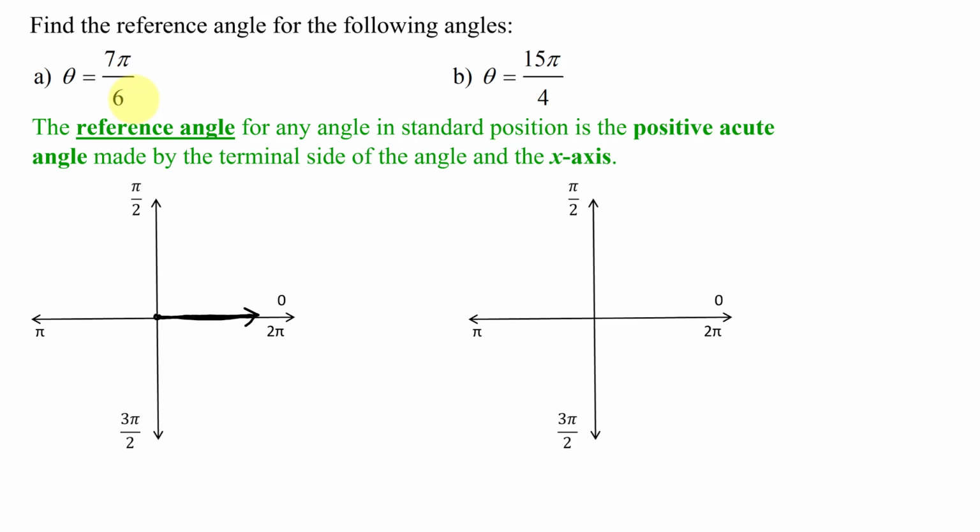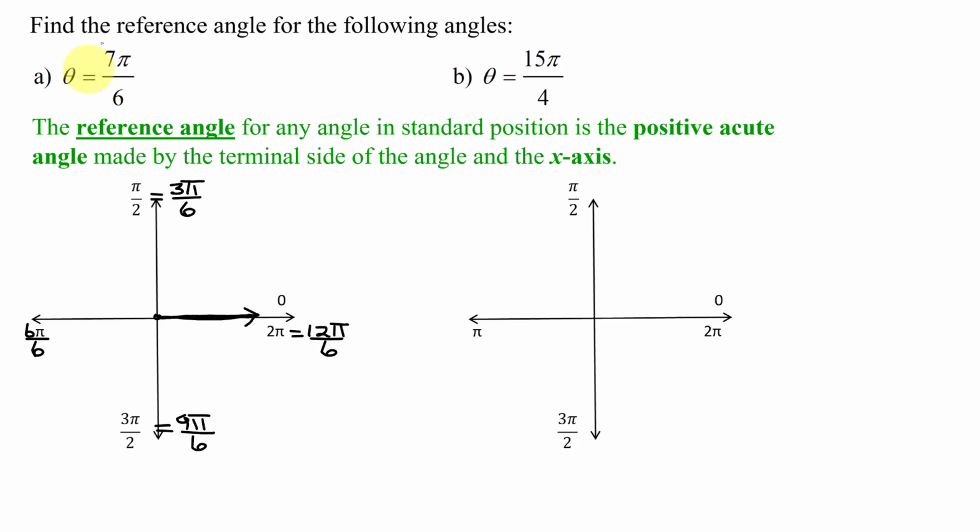If you're not sure, relabel these axes in terms of sixths. I want to get a denominator of 6, so I'm going to multiply numerator and denominator by 3. So I get 3 pi over 2 times 3 over 3 is 9 pi over 6. Pi is just 6 pi over 6. And finally 2 pi is 12 pi over 6.